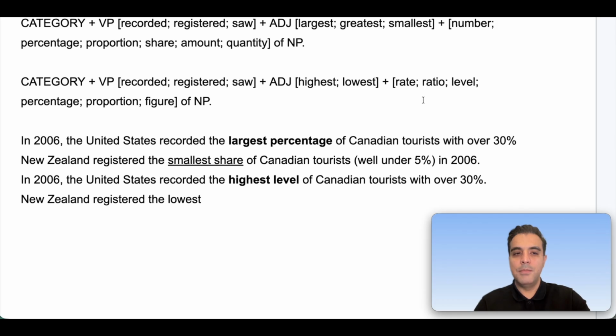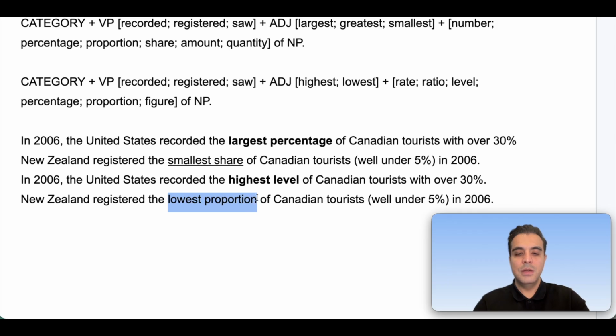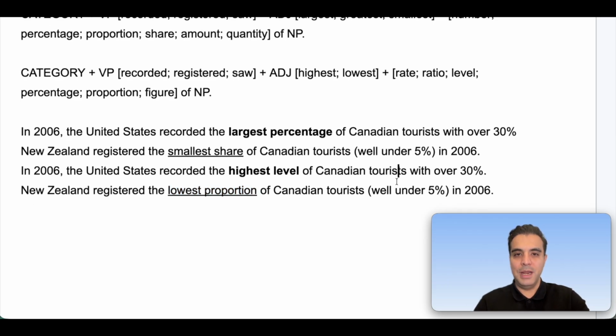And we can go with any of these, really. The lowest, let's go with proportion of Canadian tourists, again, with well under 5%, and I'll add the year at the end, in 2006. So again, same sentence, just a different adjective noun combination.